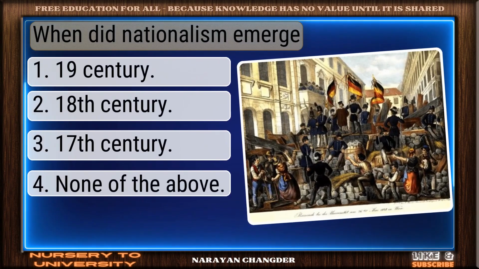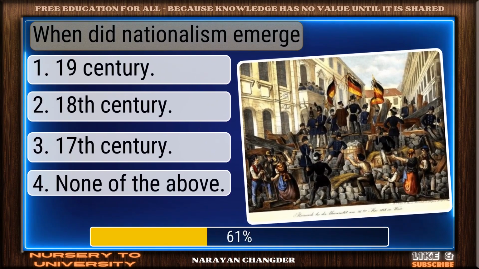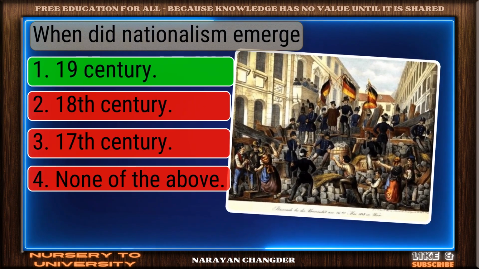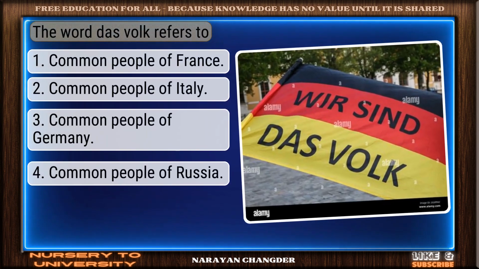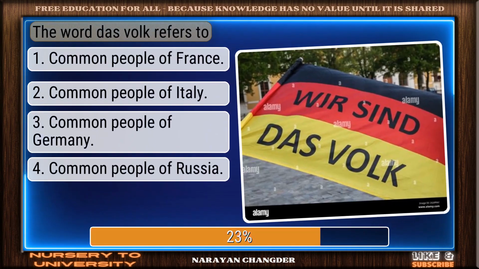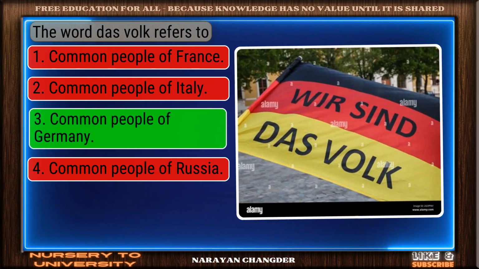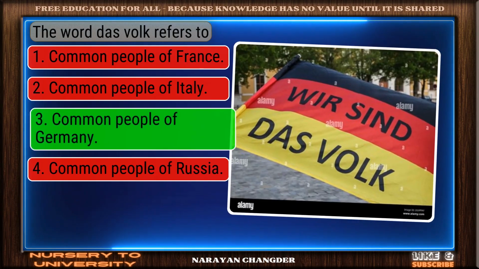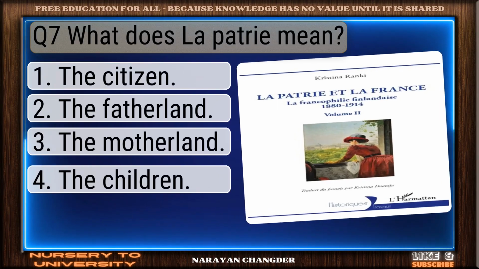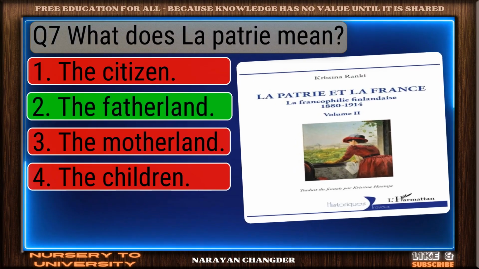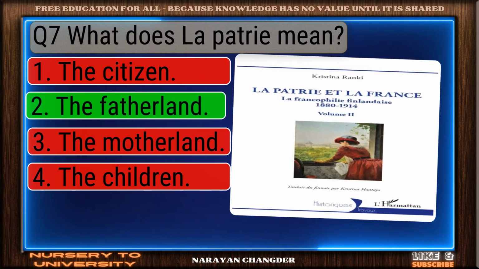When did nationalism emerge? Right again. 19th century is valid. The word 'des Volk' refers to. Excellent. Common people of Germany is well reasoned. Q7, what does La Patrie mean? Valid point. The fatherland is true.